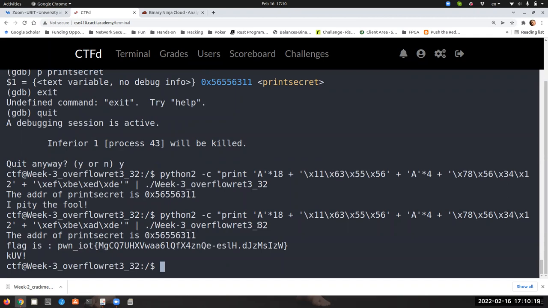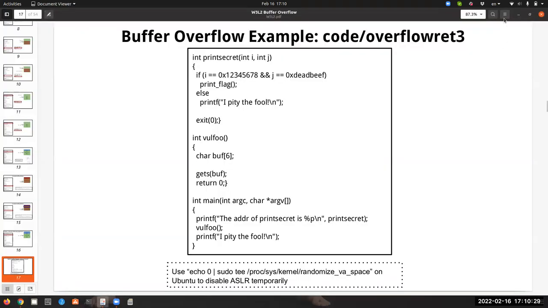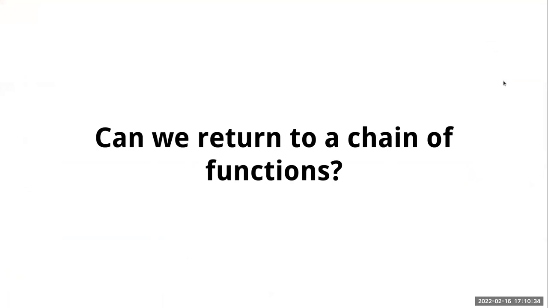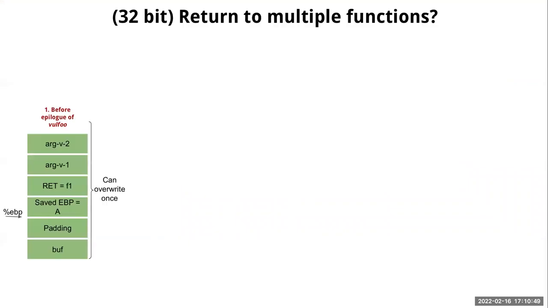So as you can see, we can actually call any function, no matter how many arguments it has here. Then naturally we will ask the question: can we call an arbitrary number of functions using this approach? So far we're just showing calling one function. What if we want to call many functions one by one? Can we actually do that?